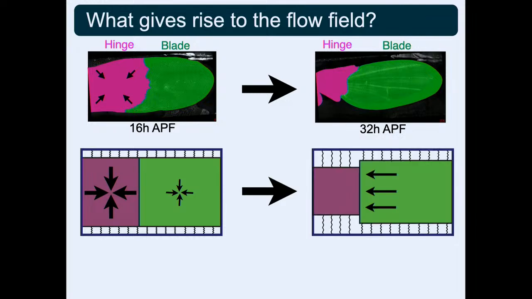In other words, I have these two parts of tissue, a very simplified rectangle model for this hinge and blade with a boundary. This part has more contractile stress, this part has less contractile stress, and this can generate a flow field.